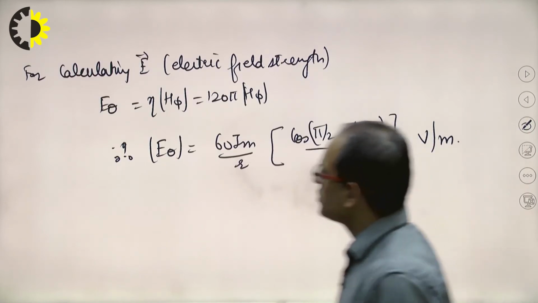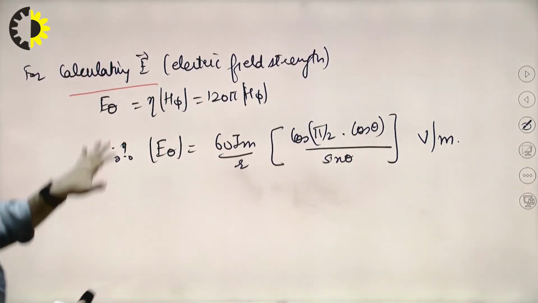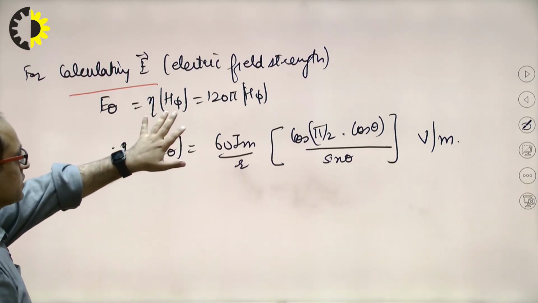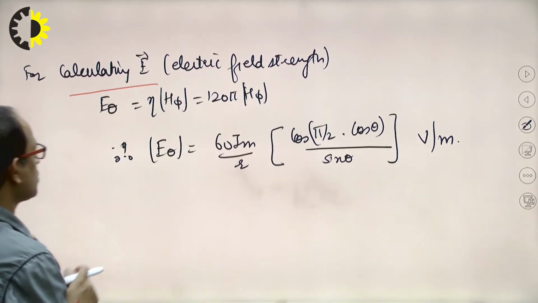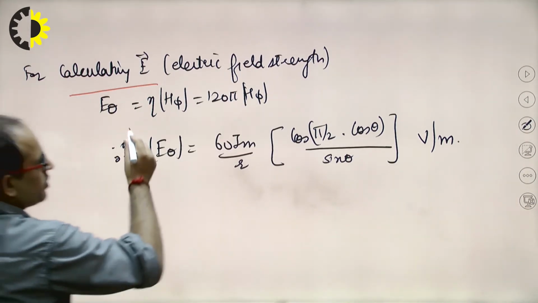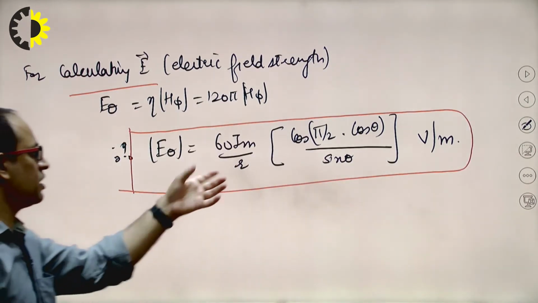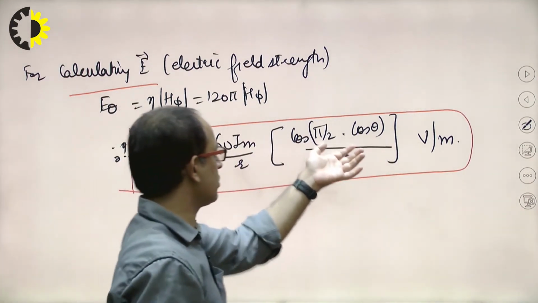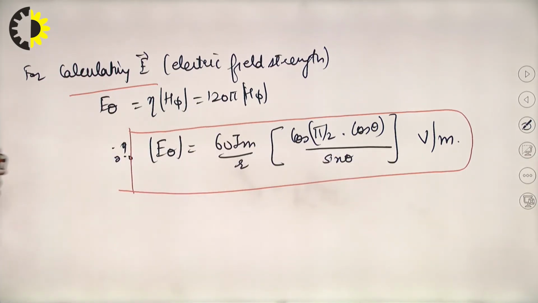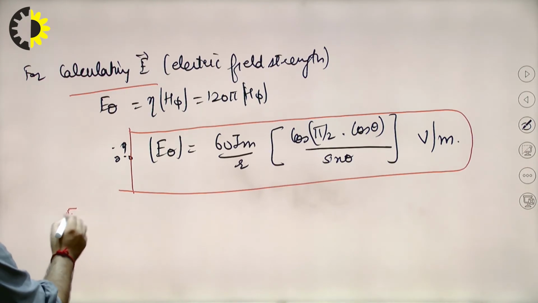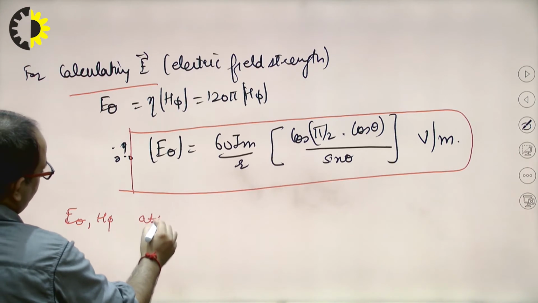Clear? Now see, therefore for calculating the electric field, E theta will be equal to eta into H phi, that is intrinsic impedance, eta equal to 120 pi into H phi. So you will get E theta will be equal to 60 into Im divided by r, cos of pi by 2 cos theta, into sin theta volt per meter. Now we have found the E theta and H phi components at point P.